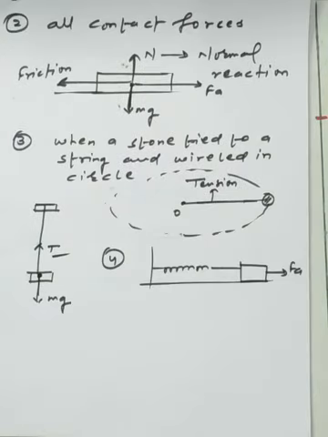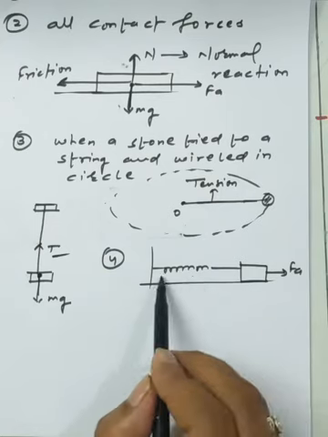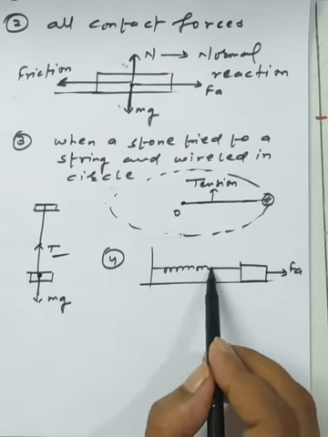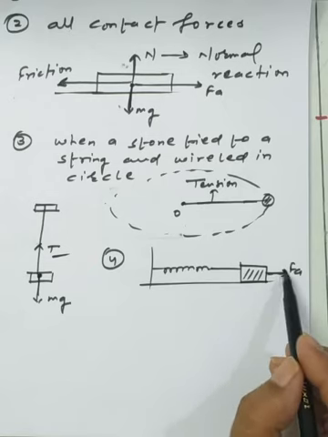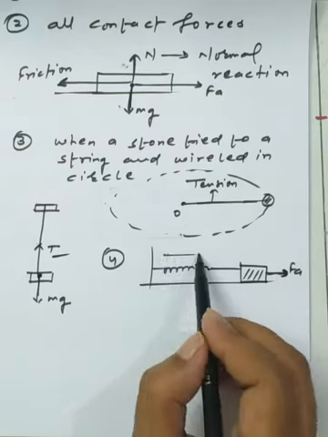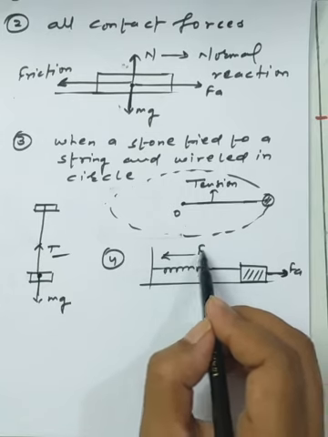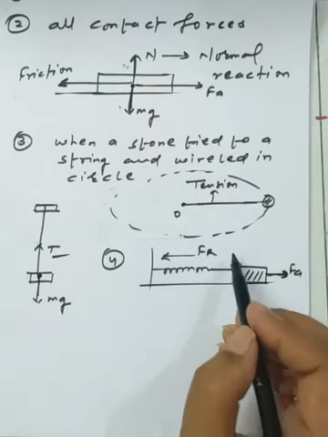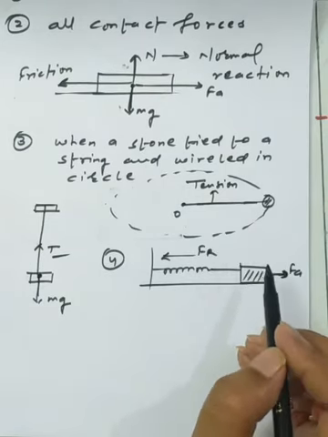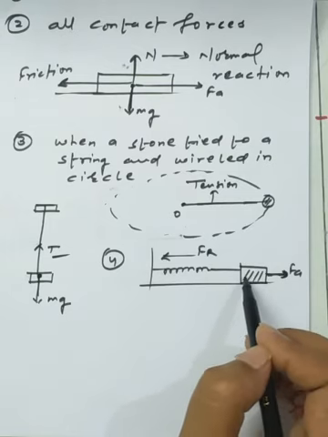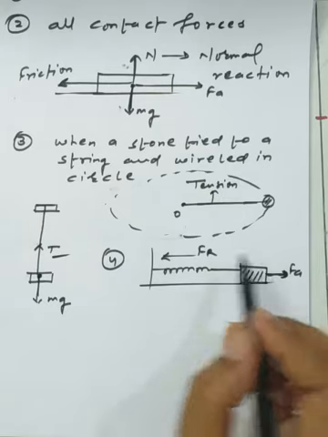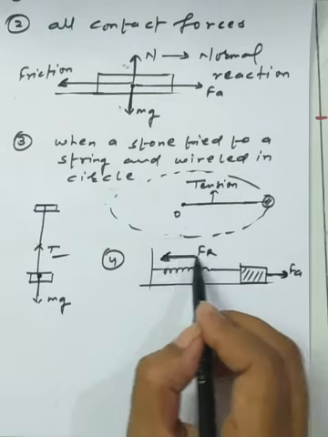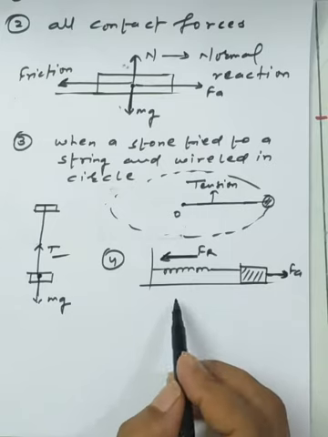One another example which I have taken here is a spring, and at the end of the spring we have tied an object, and we are applying a force on it. So in the spring there is a restoring force, that is also called the spring force, which tries to oppose the movement of the force applied. So this is a type of force in mechanics that is available in a spring.